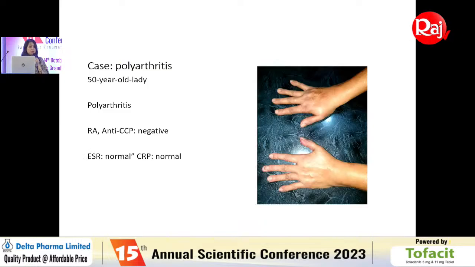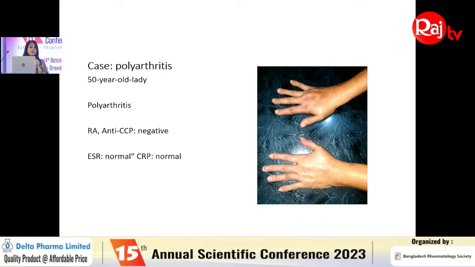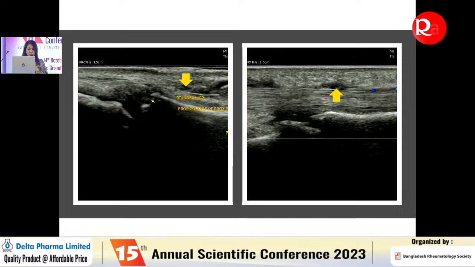So this is another case of polyarthritis. This is a very common problem among clinicians. This lady presented with polyarthritis with negative autoantibodies, RA and anti-CCP both negative, and she has normal acute phase reactants. So what is the diagnosis? Is she a case of seronegative rheumatoid arthritis? Is she a case of osteoarthritis? So let's solve the problem by doing ultrasound.